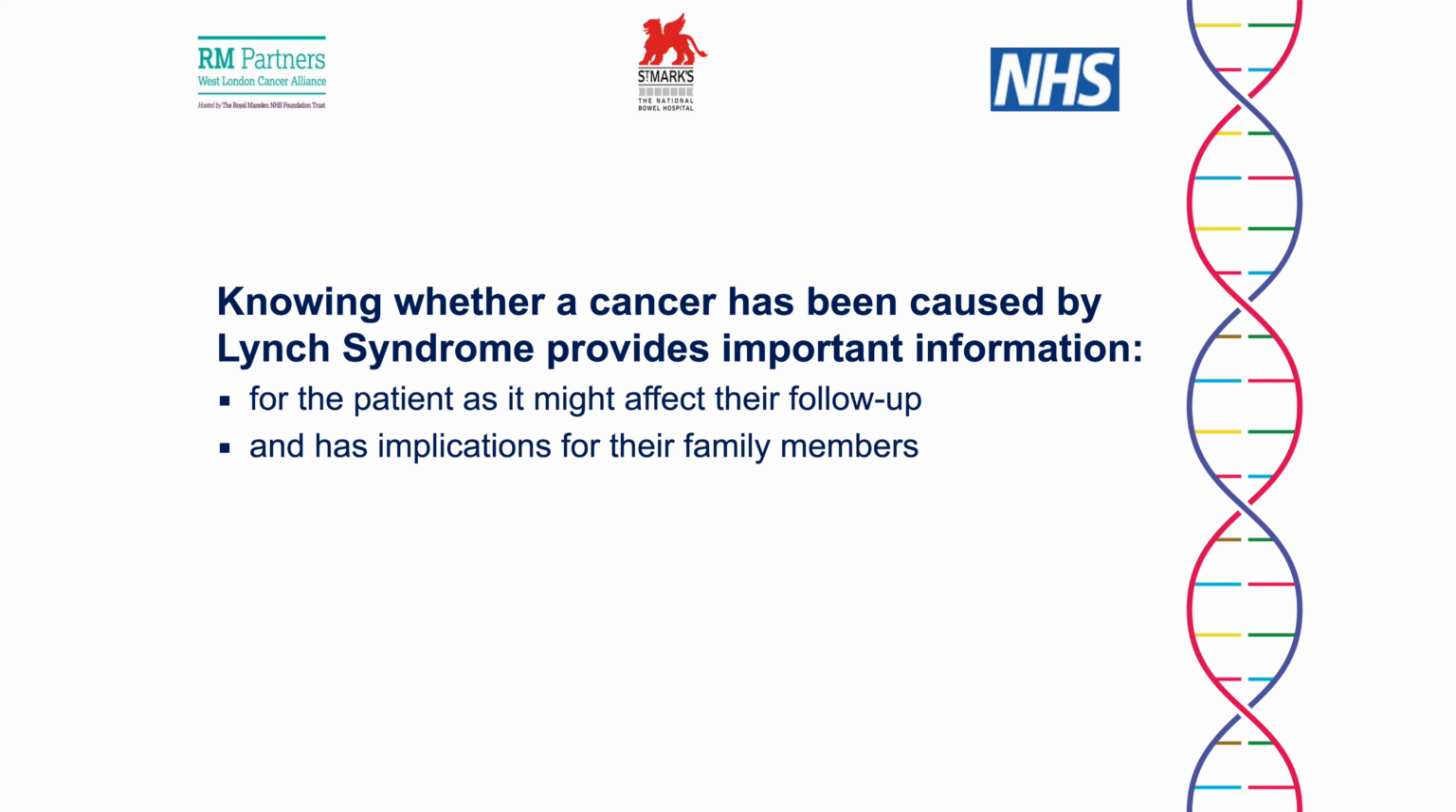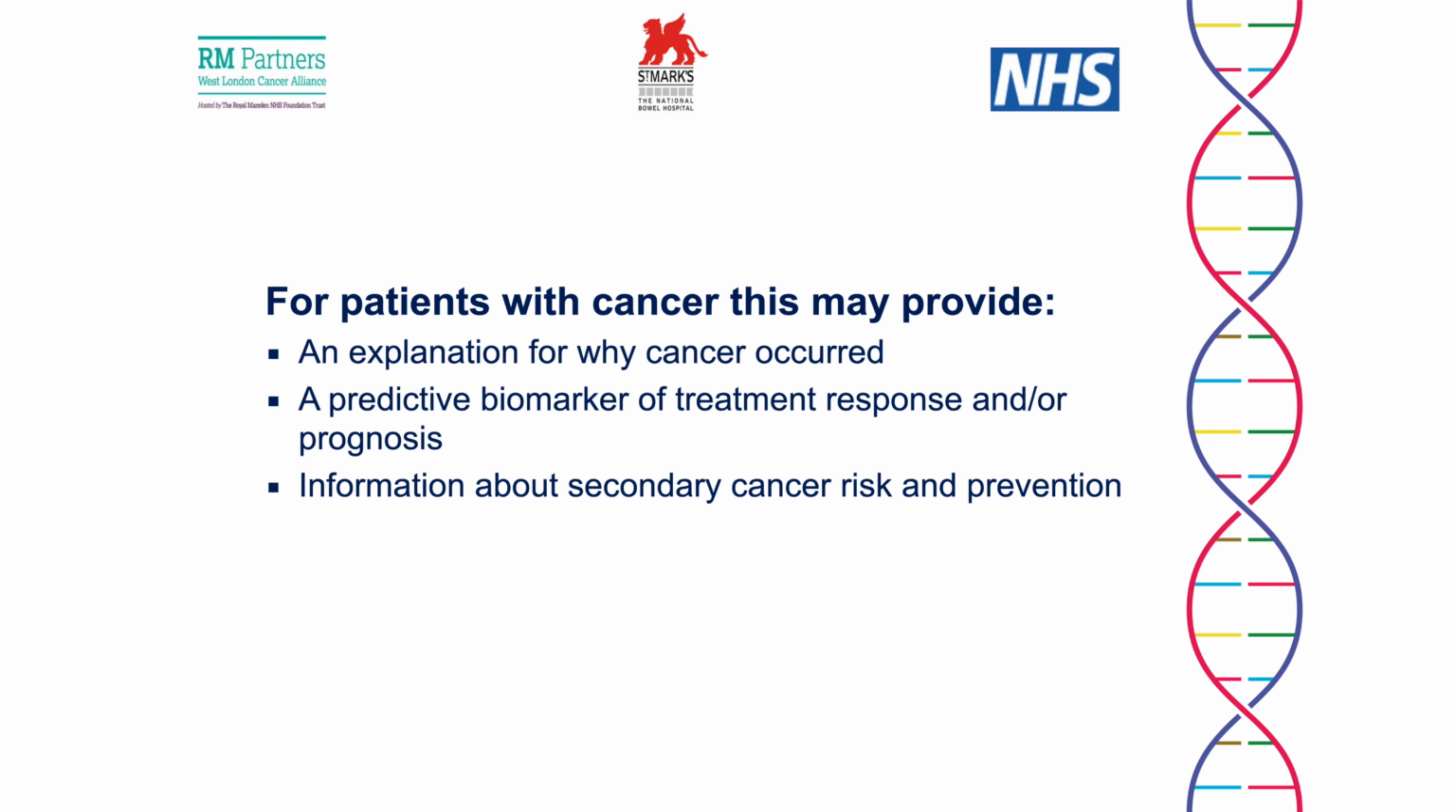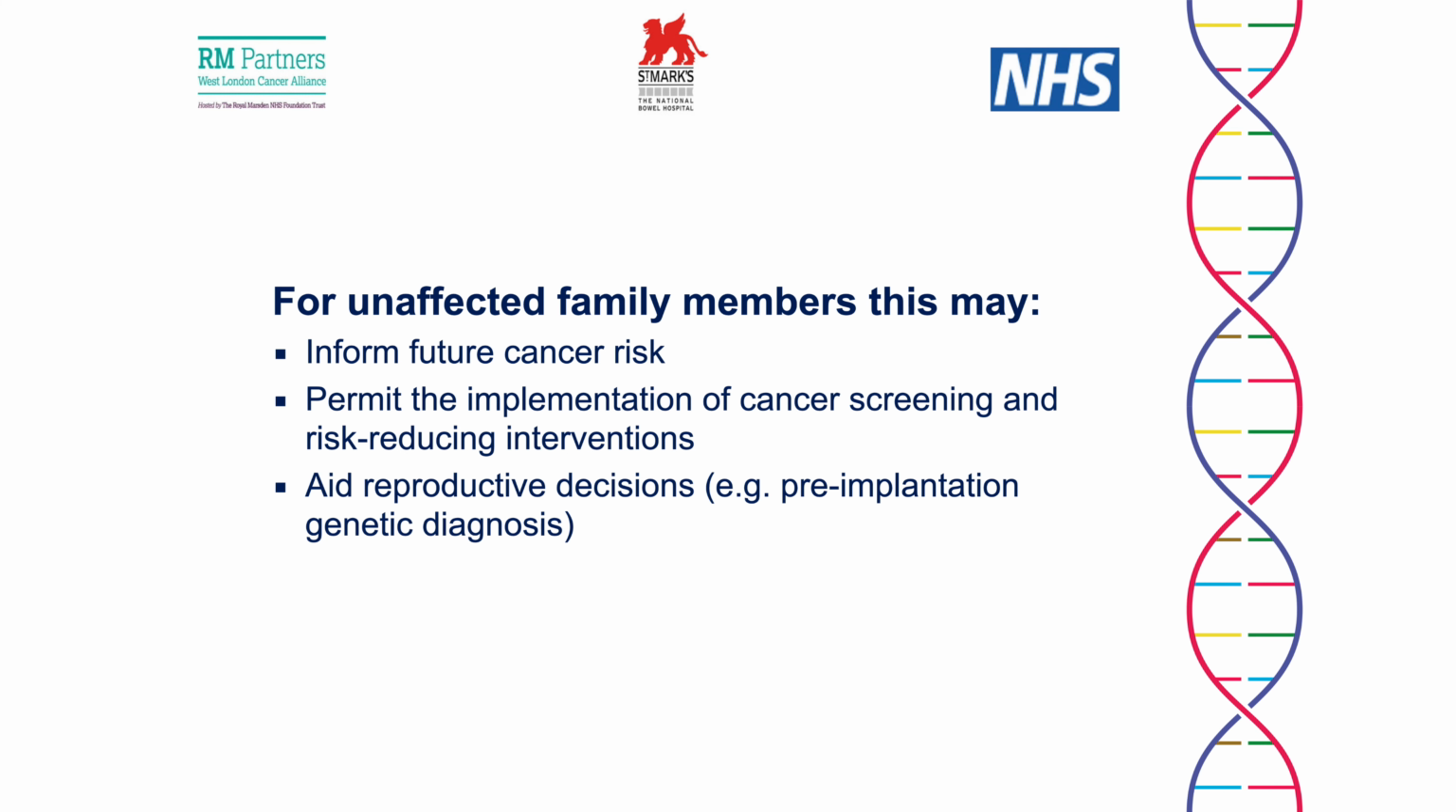Knowing whether a cancer has been caused by Lynch syndrome provides important information for the patient and their unaffected family members. For patients with cancer, this may provide an explanation for why cancer occurred, a predictive biomarker of treatment response and/or prognosis, and information about secondary cancer risk and prevention. For unaffected family members, this may inform future cancer risk, permit implementation of cancer screening and risk-reducing interventions, and provide couples with a reproductive option of pre-implantation genetic diagnosis, an IVF-based technology which allows embryos to be screened for familial genetic pathogenic variants, therefore allowing couples to have a baby who does not carry the familial pathogenic variant.